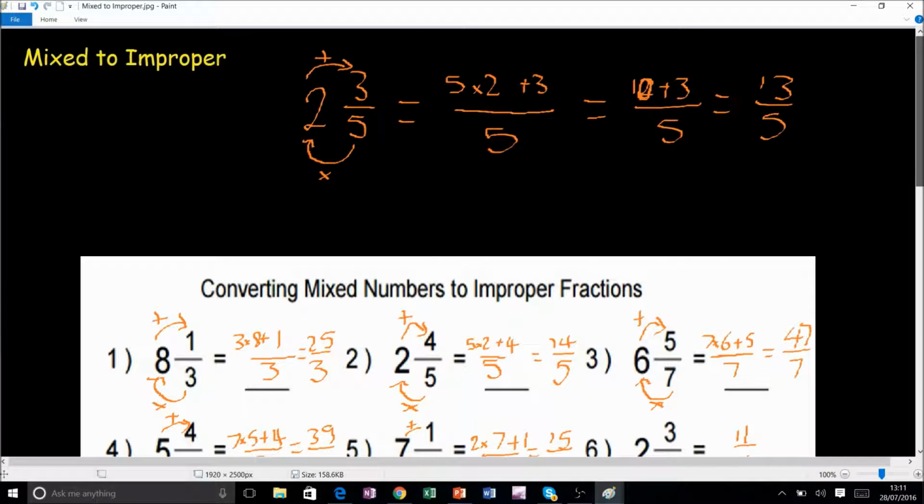If we look at the top one again, that shows the full process. Originally we had 2 and 3/5. We multiplied the 5 by the 2, which gave us 10, and then we did 10 plus the 3, which gave us 13. And our denominator always stayed as 5. It always stays the same.